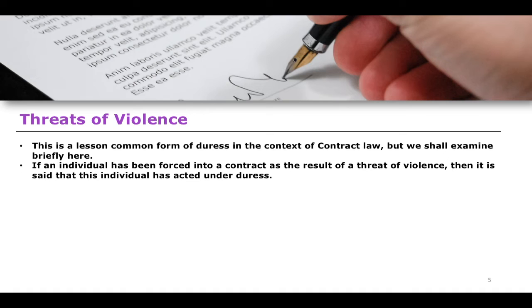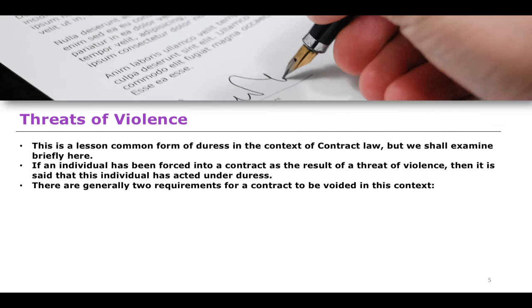in the first place. It was only because of the violence that I threatened upon you that you entered into this agreement. So if you wouldn't have otherwise entered into this agreement, if it was but for the threat of violence, then the contract would not have happened, would it? And so you would have acted under duress, and therefore the contract may be vitiated.